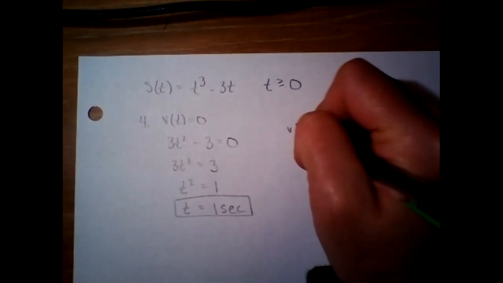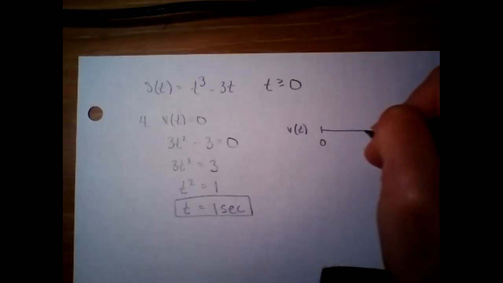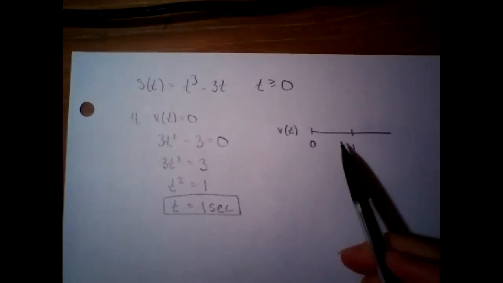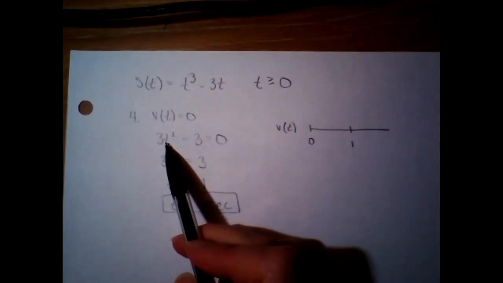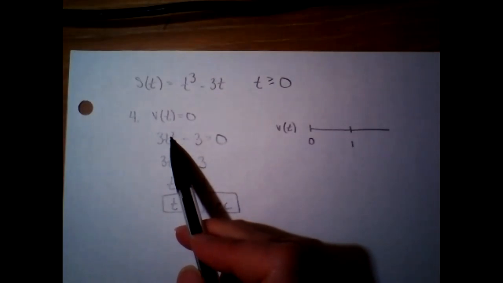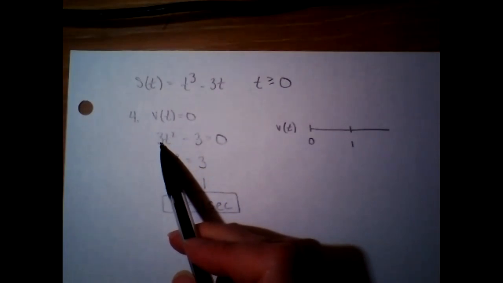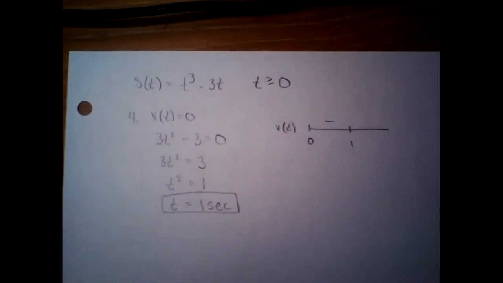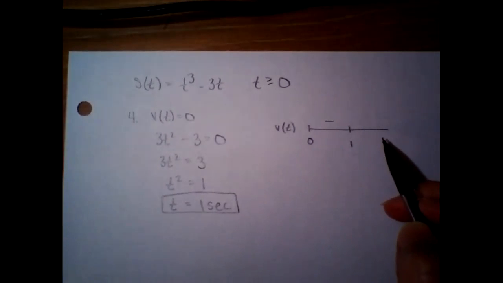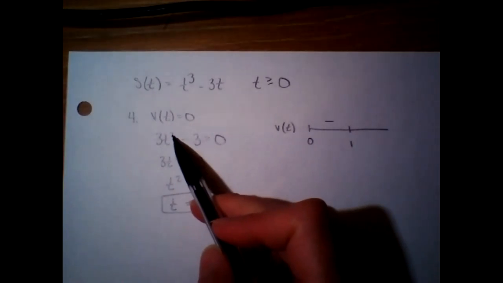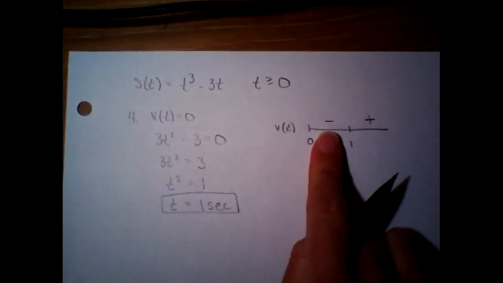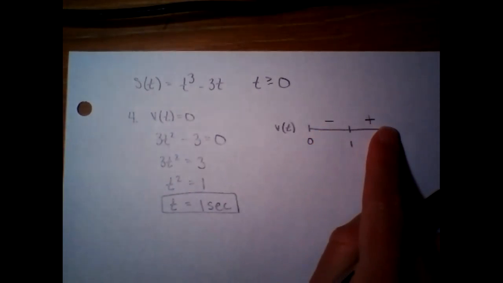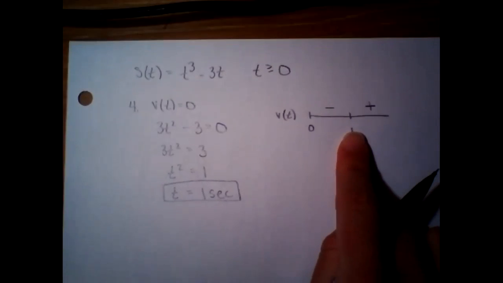And so I'm going to make a sign chart for my velocity and put 1 on there, and we're going to pick numbers in each section to test and see what the sign is. So I'm going to try 1/2. If I plug 1/2 into the velocity, 1/2 squared would be 1/4, times 3 would be 3/4, and then minus 3 is going to give us a negative result. And if I plug in a number bigger than 1, like 2, 2 squared is 4, times 3 is 12, minus 3 is 9, so that's a positive result. So the particle goes to the left and then goes to the right. So we had a change in direction at 1.